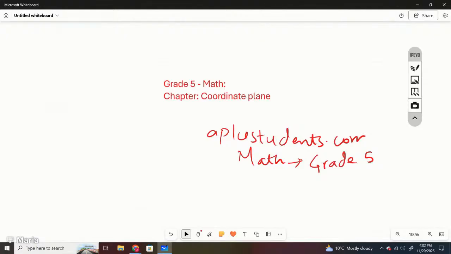There you can find a list of the chapters. We're going to start with the chapter coordinate plane. So please make sure you have your notebook and pencil so that you can note down the important examples and definitions as well.